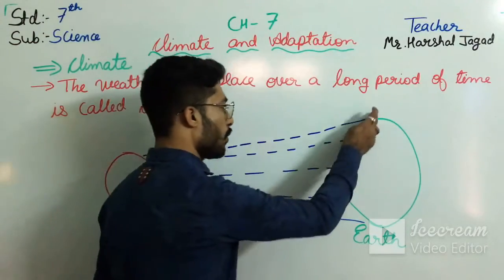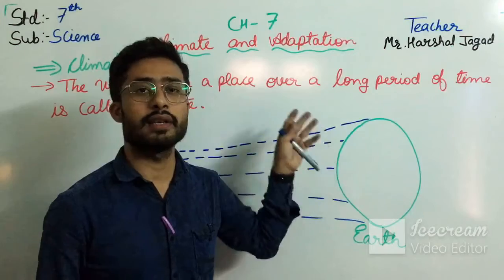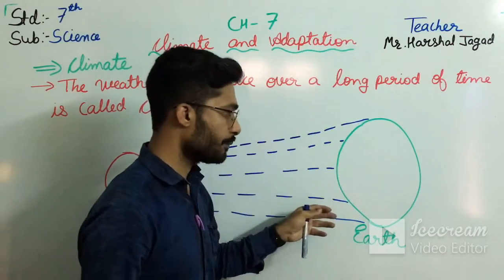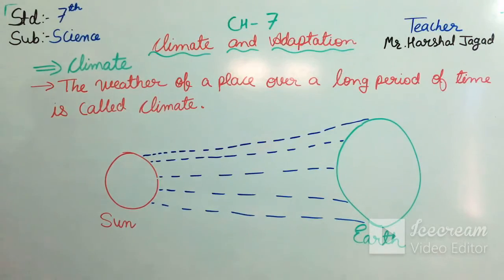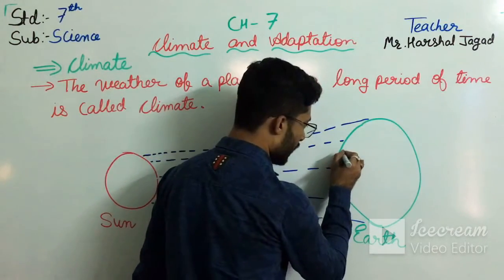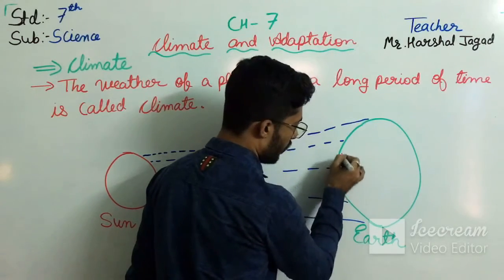And this polar region, this is known as the polar region. So in the polar region the heat will be less. Okay, what will happen? Here I am just drawing with the blue marker. In this area the heat will be more.